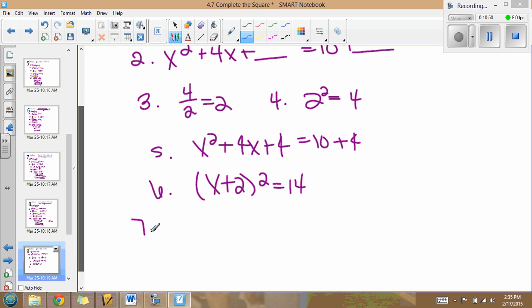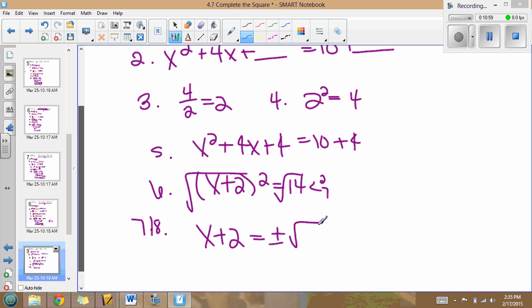And again, step 7 and 8 is just taking the square root of both sides. So I have x plus 2 equals plus or minus. You can't break down 14. So now I just want to subtract 2. So x equals negative 2 plus or minus your square root of 14.